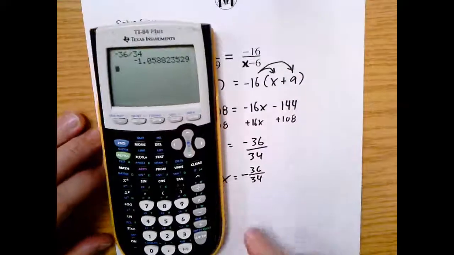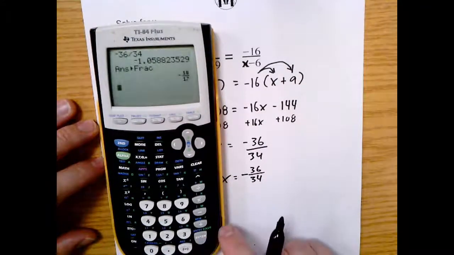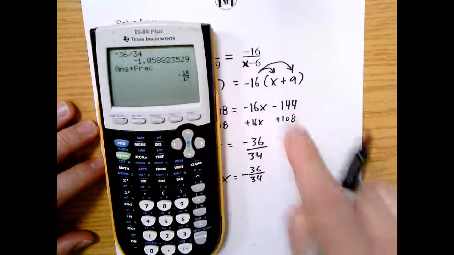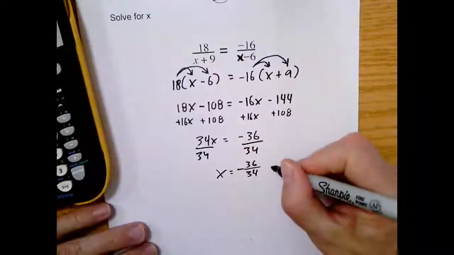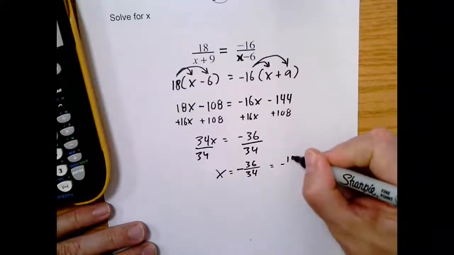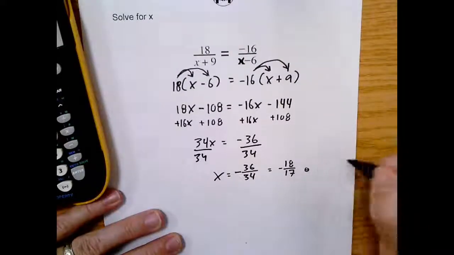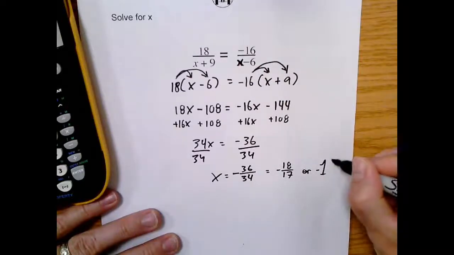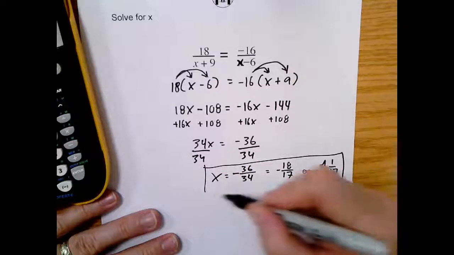We get this number right here. But if you hit math, fraction, enter, you can see it will simplify down to negative 18 over 17. That's if you just divided those by the factor of 2. So when we simplify this, it's actually negative 18 over 17, or if you want a mixed number, that could be negative 1 and 1/17. Okay, there you go. Good job, and that's how you do it.